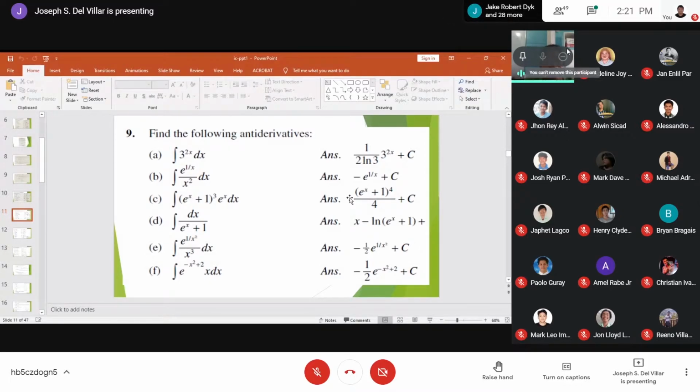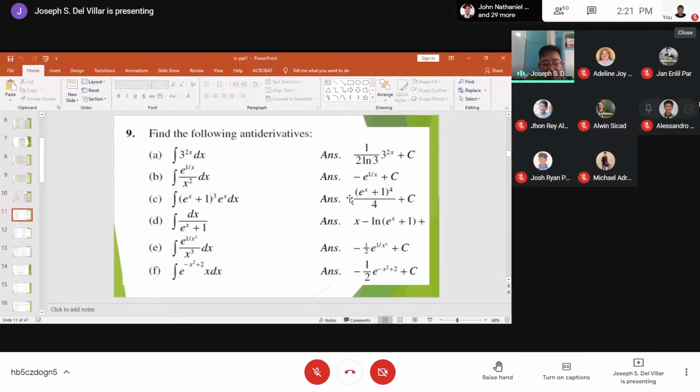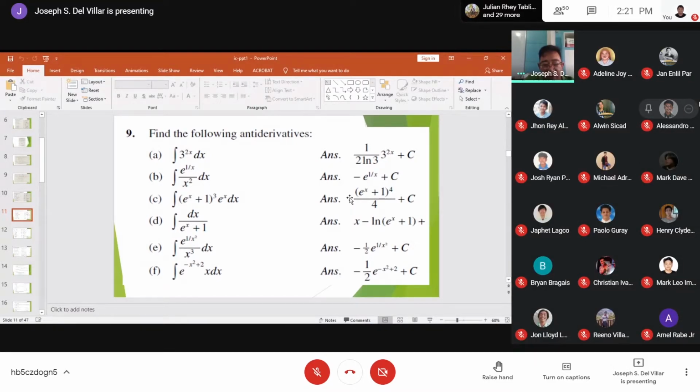Bakit kailangan nating lagyan ng negative 2 katabi ni dx? Because yung negative 2 over x cubed times dx is the exact differential of the exponent of e, which is 1 over x squared. Okay? So having introduced negative 2 and negative 1/2, and that is already exact differential, so the final answer is negative 1/2 e raised to the 1 over x squared plus c.